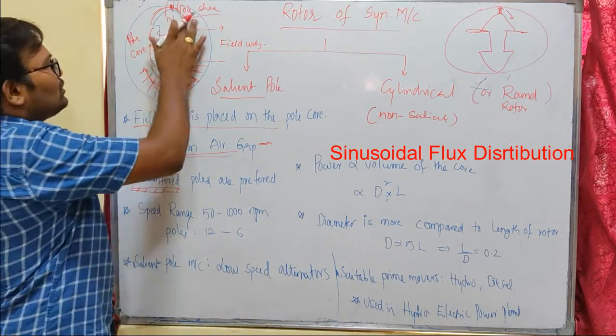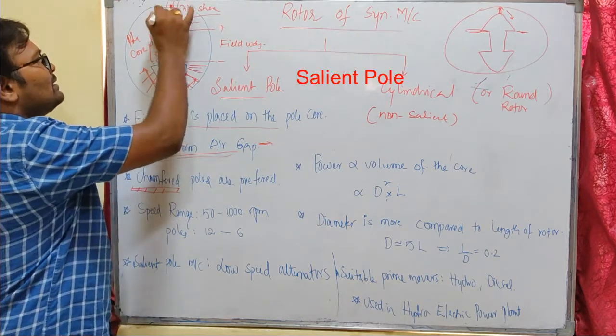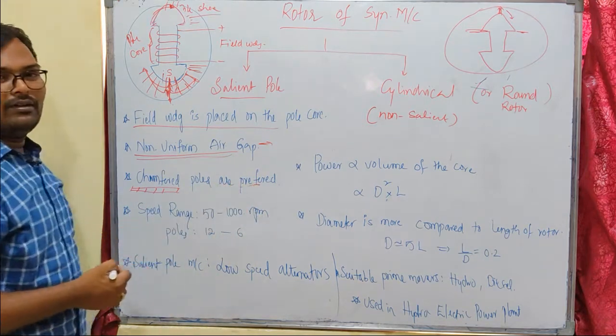Normal poles will also be there. Normal poles will be like this. This is a non-salient pole, which is a normal pole, but this is a chamfered pole. Chamfered poles are preferred to improve the flux distribution.